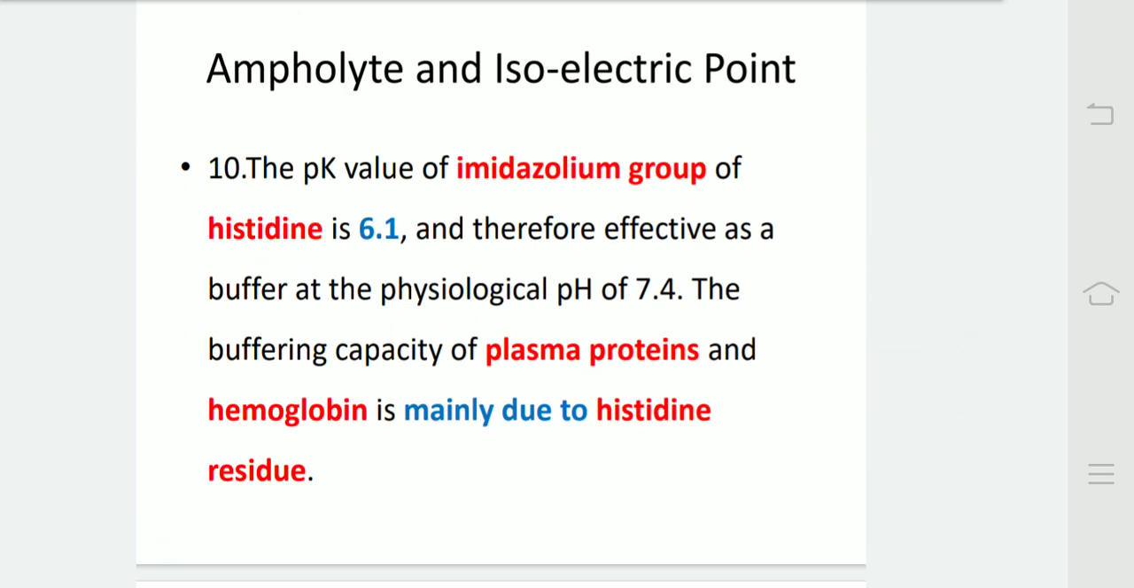The pK value of the imidazolium group of histidine is 6.1 and therefore it acts as a buffer at the physiological pH of 7.4. The buffering capacity of plasma proteins and hemoglobin is mainly due to the histidine residues.